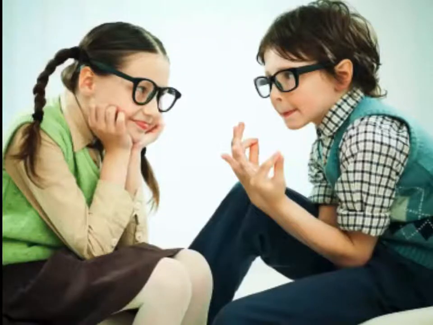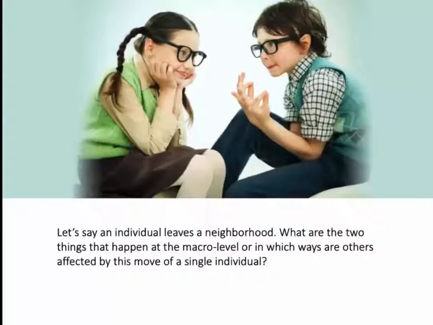I had one little exercise, but I'm going to jump over that. I wanted to ask you, let's say an individual leaves a neighborhood. What are the two things that happen at the macro level, or in which ways are others affected by this move of a single individual? Maybe somebody has a quick idea? Yeah? Jane, come on. It's pretty straightforward, because somebody moves, right? How are others affected by it?